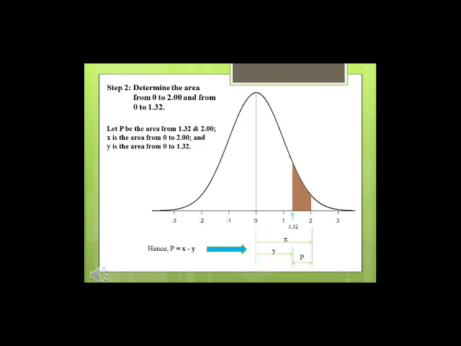This time, let us assign letters for labeling the areas under the normal curve. Let capital P be the area bounded by 1.32 and 2.00. Let X be the area from 0 to 2.00, and let Y be the area from 0 to 1.32. In this example, the area represented by capital P is the one we are required to find. Meanwhile, the areas represented by X and Y can be determined in the normal distribution table.